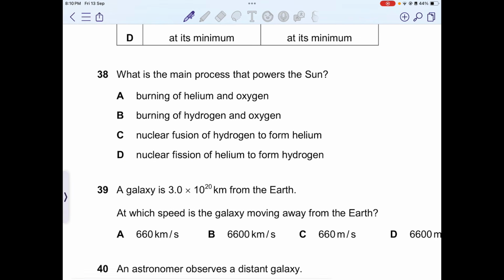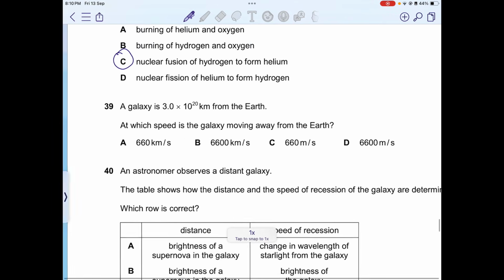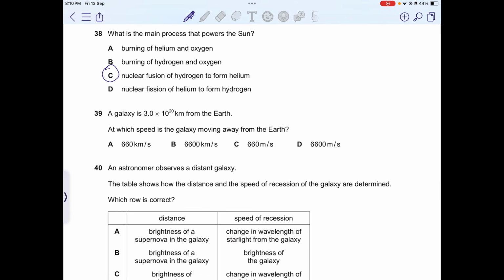38, the main process that powers the sun is the nuclear fusion of hydrogen to form helium. Alright, 38 is C. This is the third question. A galaxy is 3.0 × 10 to the power 20 from the Earth. At what speed is the galaxy moving away from the Earth? Now for this, you have to use Hubble's constant. Hubble's constant is equal to the speed at which the galaxy is moving away from the Earth over the distance from the Earth.